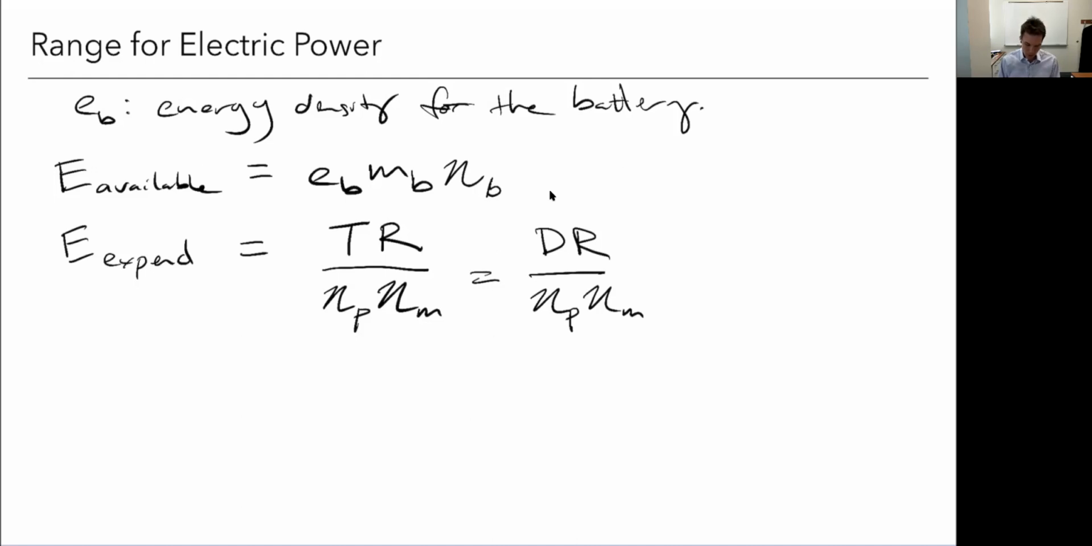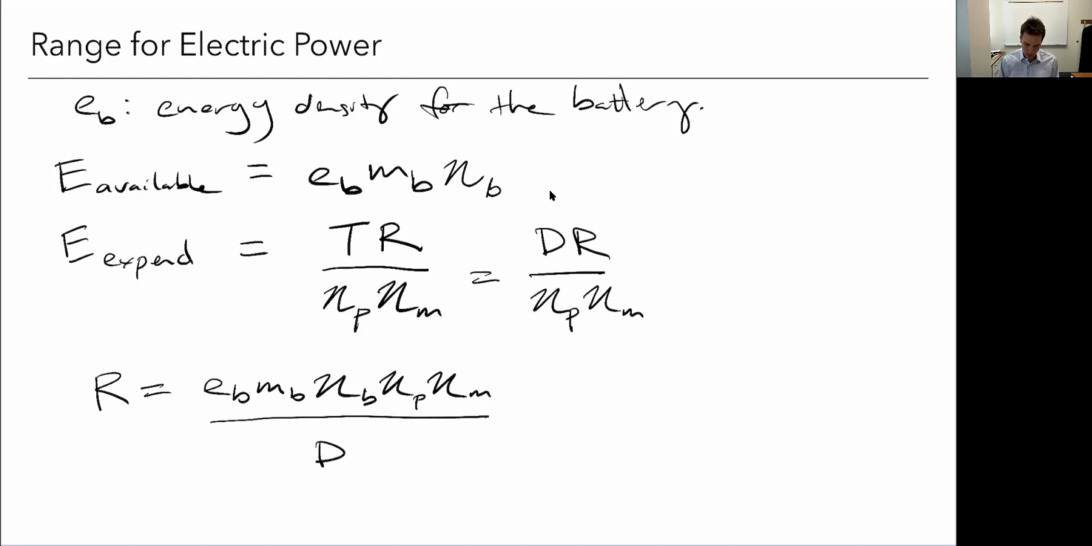If I equate those two and solve for range, because that's what I care about here, I'm trying to figure out how far can I fly, I'm going to get this. The range is going to be the energy density of the battery times the mass of the battery times eta, all divided by the drag. I'm going to call this whole quantity just eta. That's the total efficiency of my whole system: propeller, battery, motor, all together.